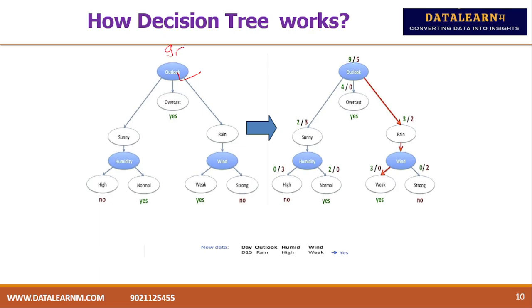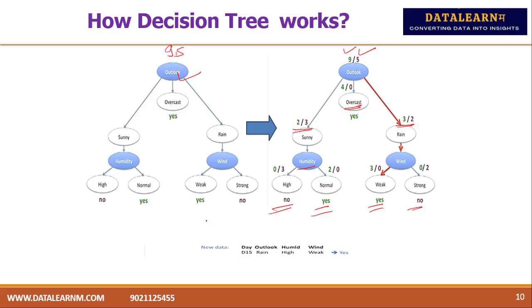Look, how many records were there? 9 yes, 5 no, correct? How are these 9 yes and 5 no distributed? Sunny outlook 2-3, overcast outlook 4-0, rain outlook 3-2. Again, sunny is compared with humidity, 0-3. So there is no play, yes play, no.